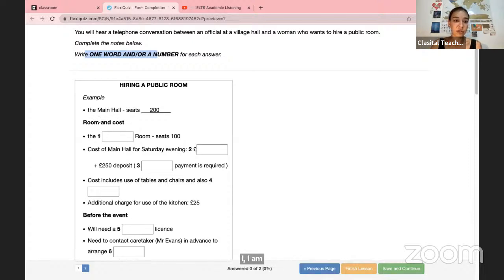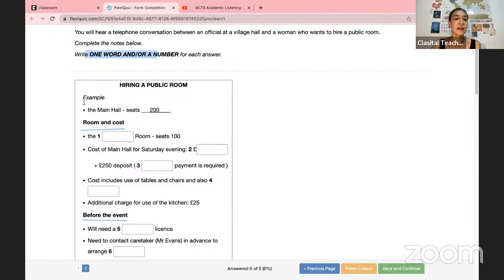I am looking at the questions first. Room and costs, and I also have some titles, like room and costs, before the event, so it has sections. Pay attention to these sections. They will help you to categorize the listening in your head.